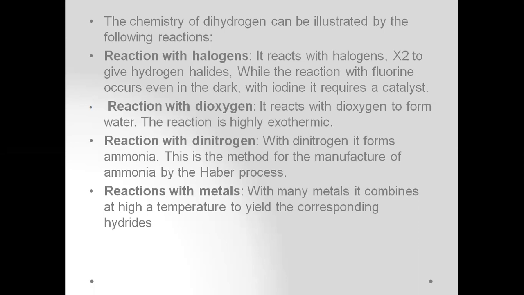Reaction with oxygen. Dihydrogen reacts with oxygen and forms water. This process is exothermic, meaning it goes on with the liberation of a large amount of heat. Whenever hydrogen and oxygen combine together, they form water. Reaction with dinitrogen: with dinitrogen, it forms ammonia. This is the method of manufacture of ammonia by the Haber process. We can manufacture ammonia easily from dihydrogen and dinitrogen, and that is the process accepted by Haber, and the Haber process includes all the steps.